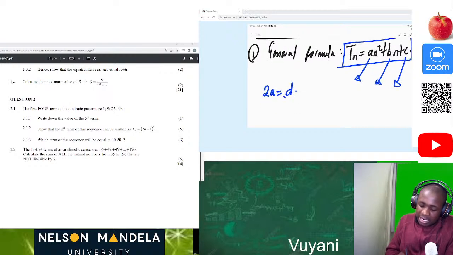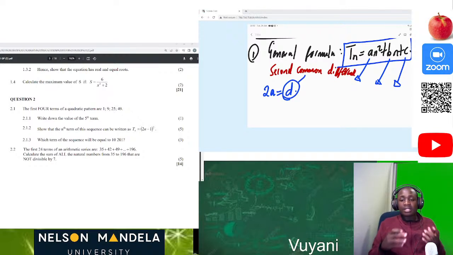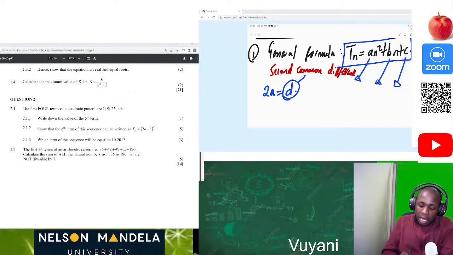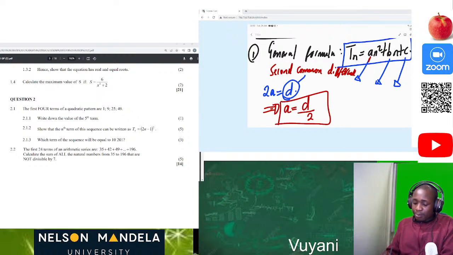What is d? d in this instance is no longer the first difference, but it is the second common difference. That is what makes a quadratic sequence so unique, because it has the second common difference. So in order for us to calculate the value of a in this general formula, we say 2a is equal to d, then we make a the subject of the formula, then it will be d over 2.